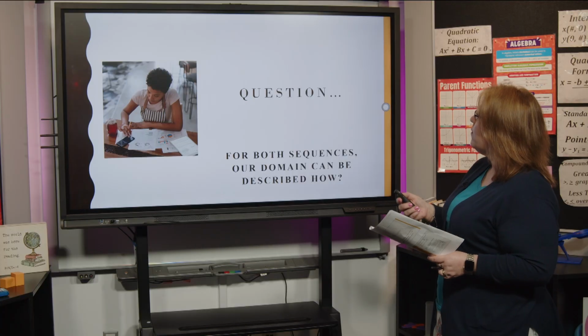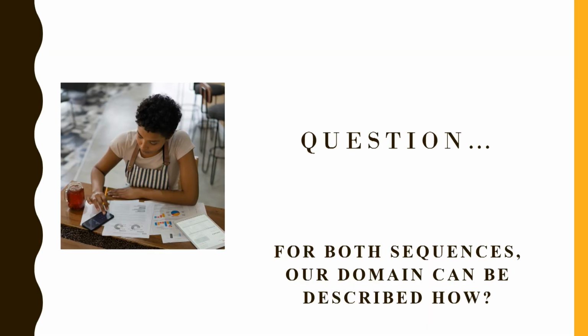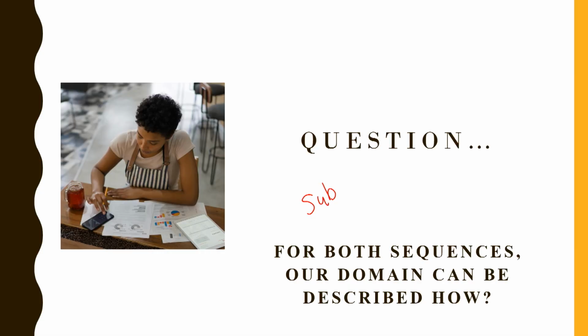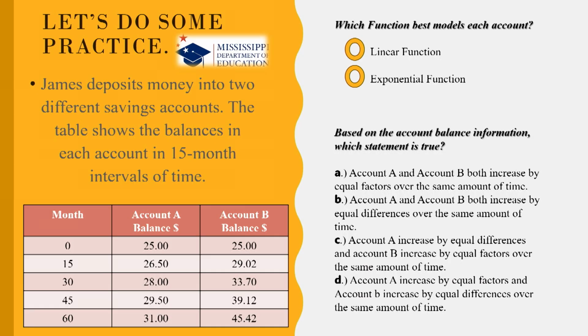All right, so here we go. It says, question, for both sequences, our domain can be described how? Well, we said that we can describe them as subsets of integers. We want to make sure that we remember that. They are subsets of integers. Good job. All right, so let's do some practice.